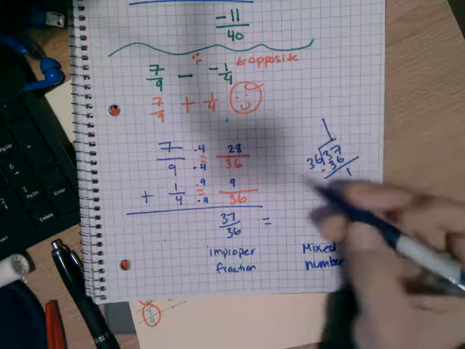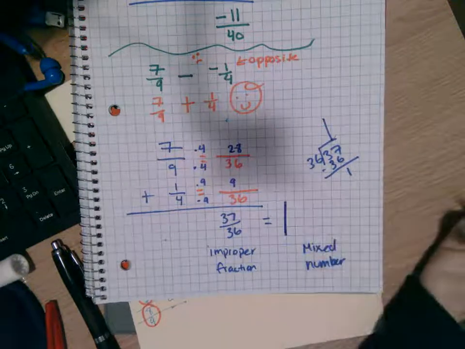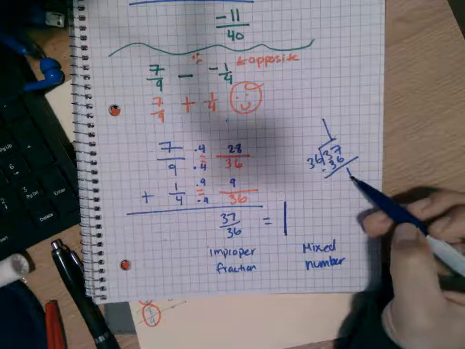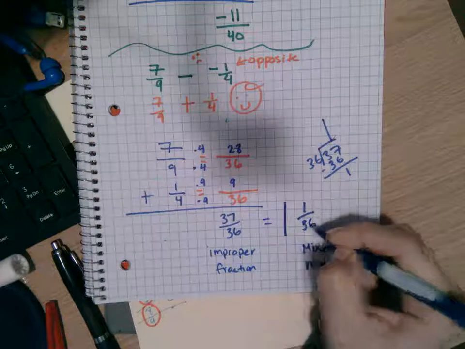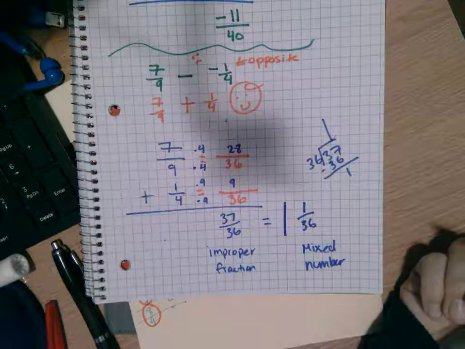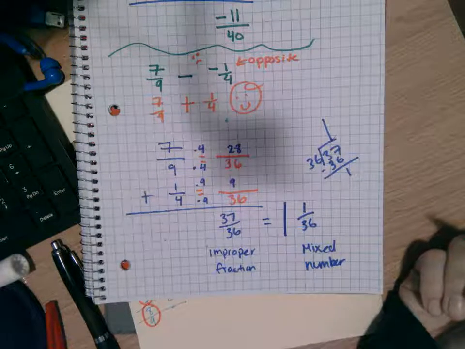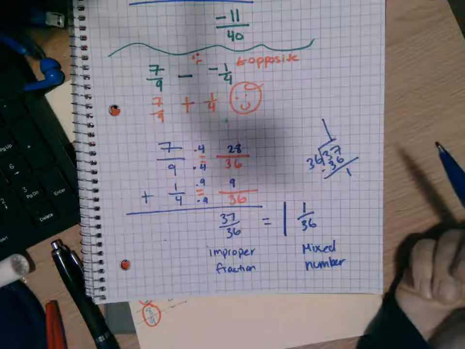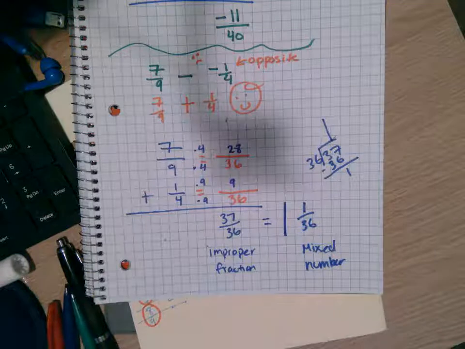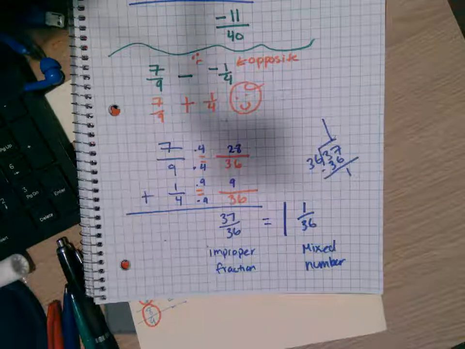This 1 is your big solid whole number 1. The remainder is your numerator and your denominator stays the same. I mean, you put a lot of effort into finding that denominator, you're going to keep it. And to check your work, you can do 36 times 1 plus 1, which is 37 over 36. And you're good.